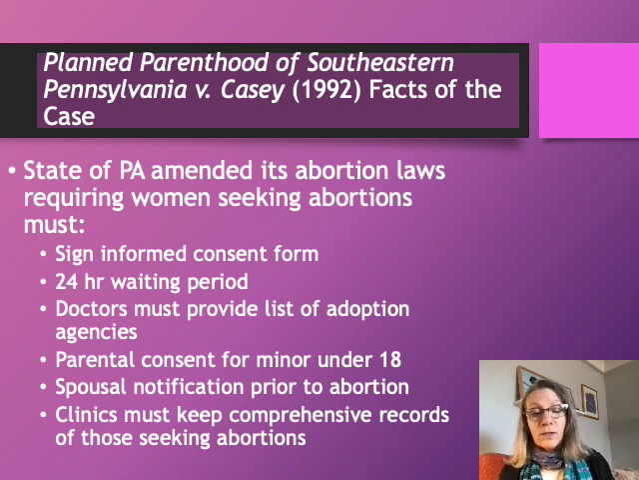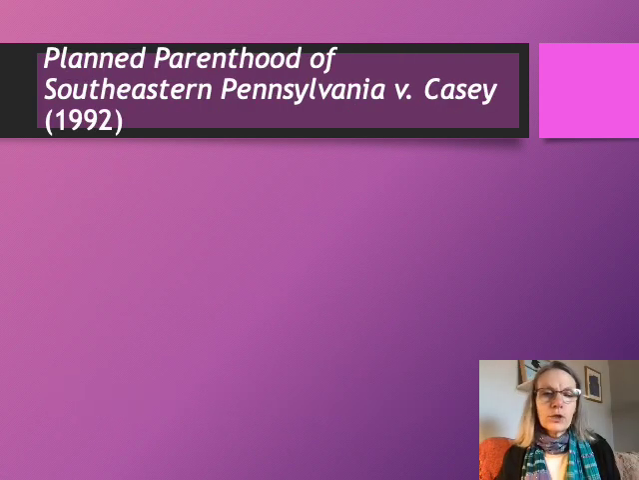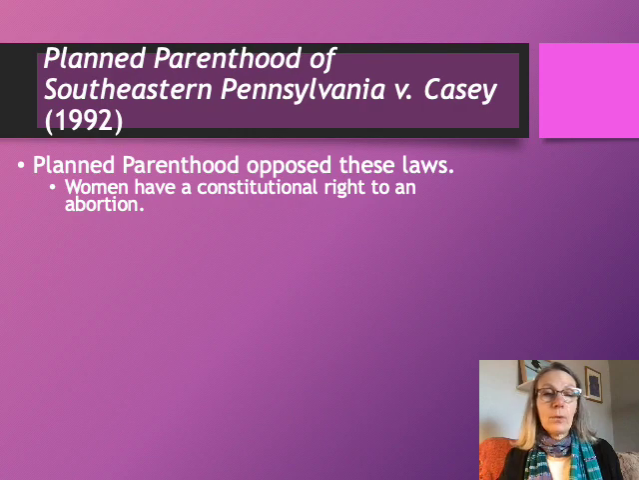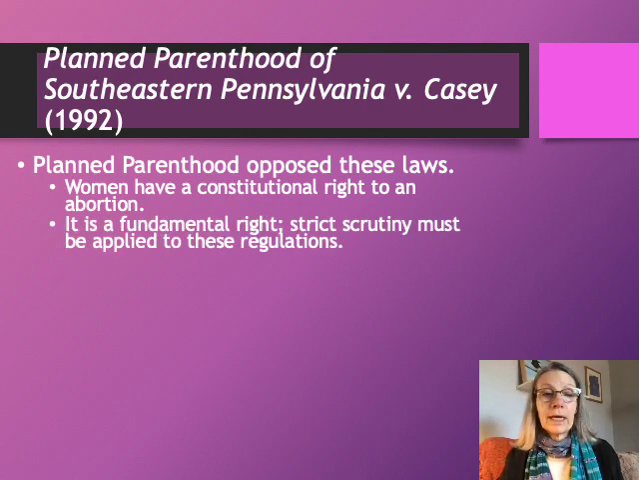And so with all of this regulation in place, you could still get an abortion, but you had to be subjected to these regulations as a part of these changes to the Pennsylvania law. So what were the two sides in the Casey case disagreeing about? What was the dispute that was coming to the court? Well, Planned Parenthood obviously opposed the Abortion Control Act laws of Pennsylvania. They basically said that women have a constitutional right to an abortion, that this right is a fundamental right, and that strict scrutiny must be applied to those regulations.